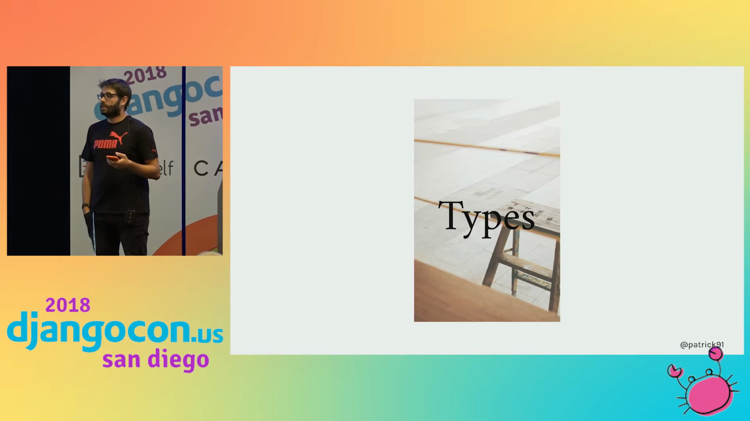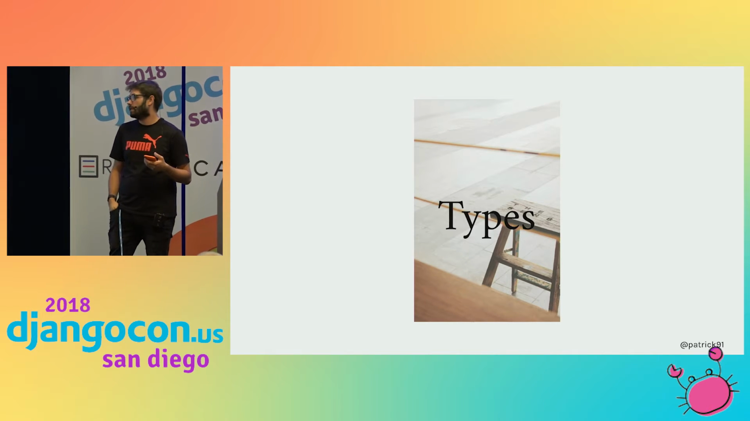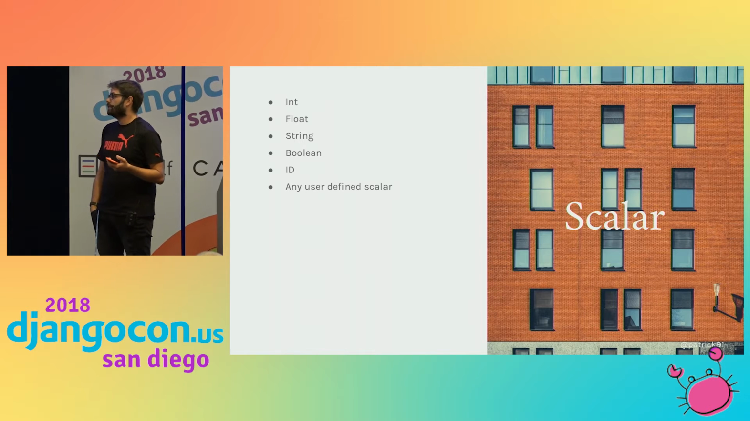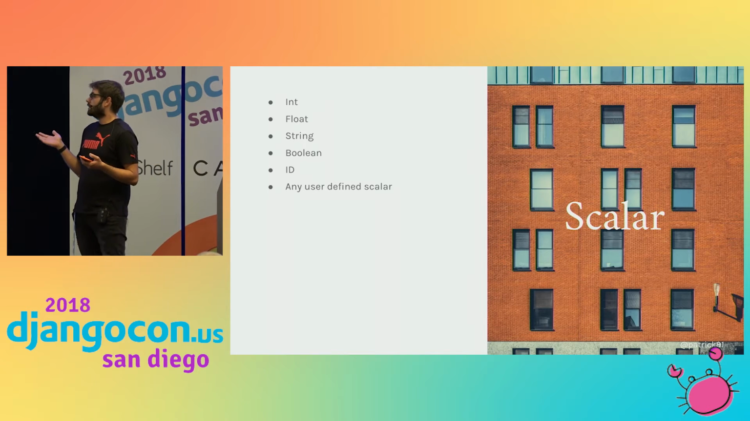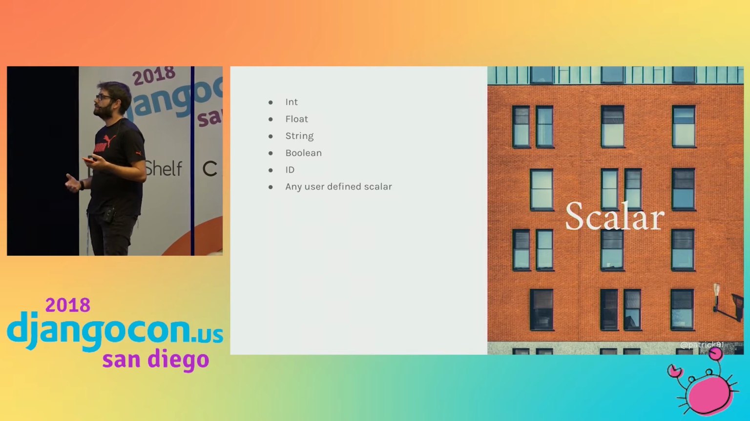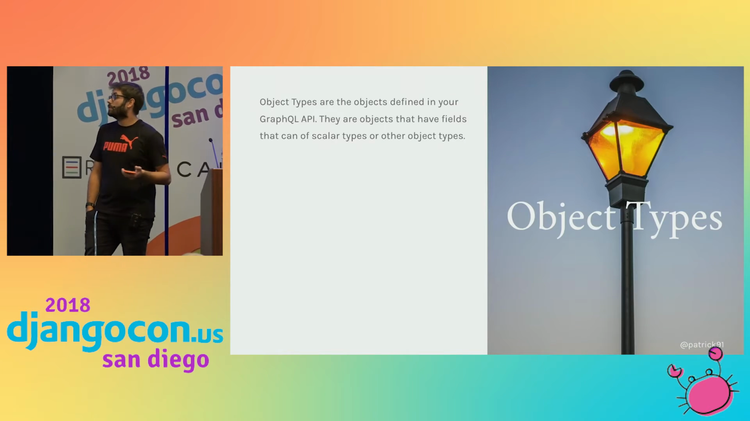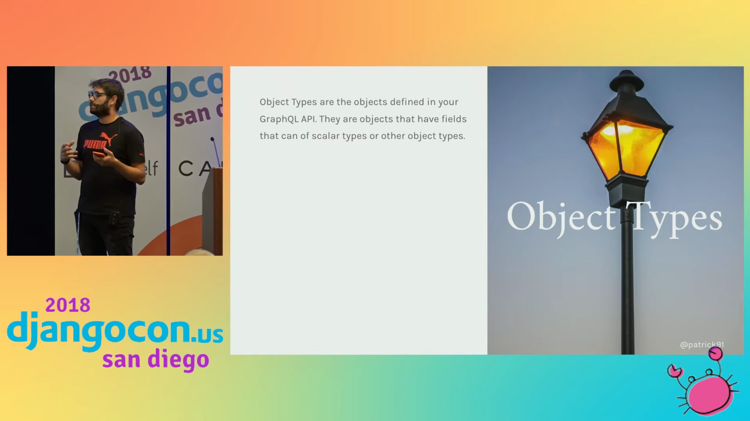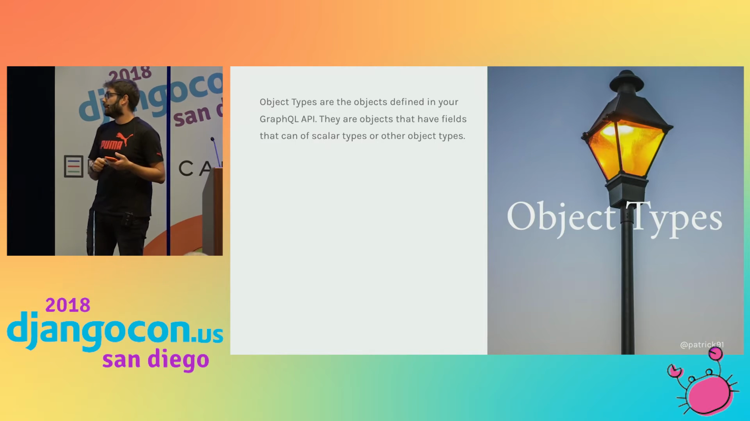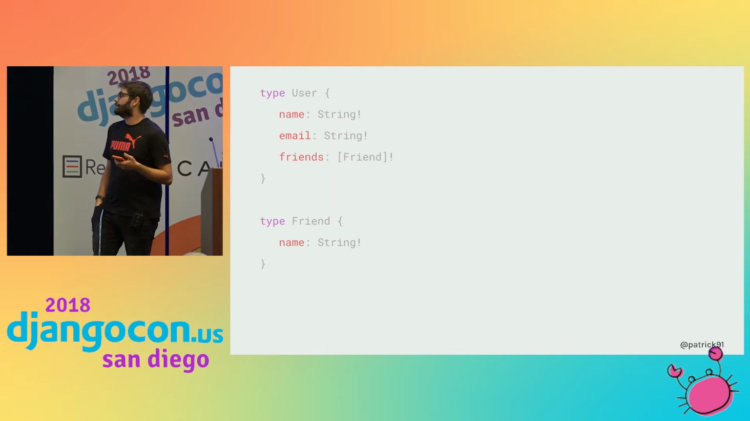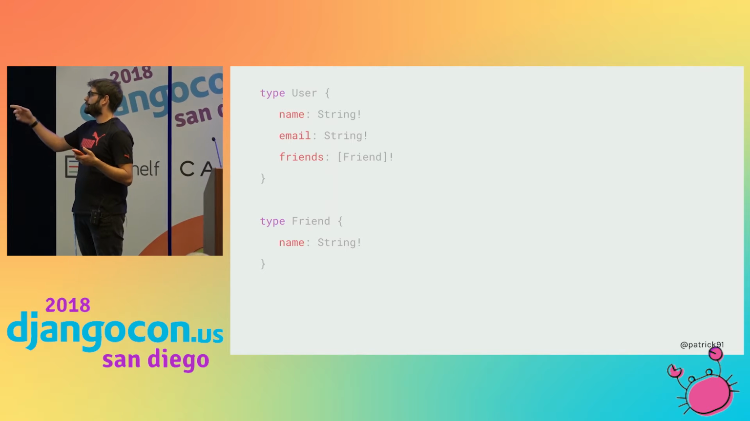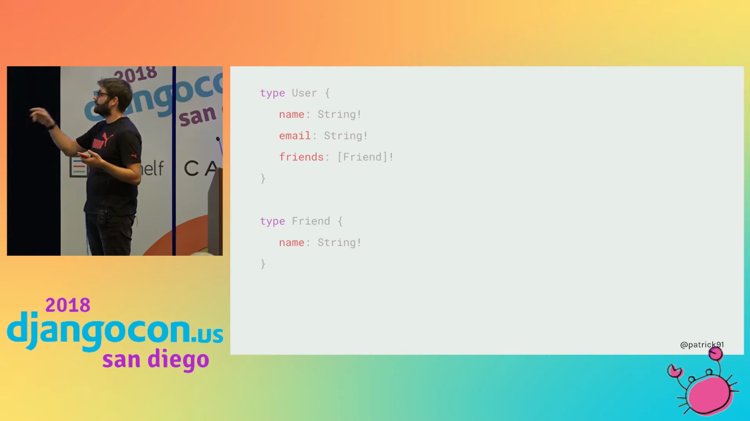Another interesting thing of GraphQL is that you have types. So every field in your API is typed. You have two different types. One is scalars, which are basically base types, like integer, float, string, and so on. You can also define custom types if you need to define, like, date, time, and so on. And then you have object types, which are basically a collection of types. So you have different fields where you can either have another scalar type or another object type. For example, in our previous API, we can have a type of user. They have a name, an email, and a list of friends. And then you have a type of friend, which only has a name.